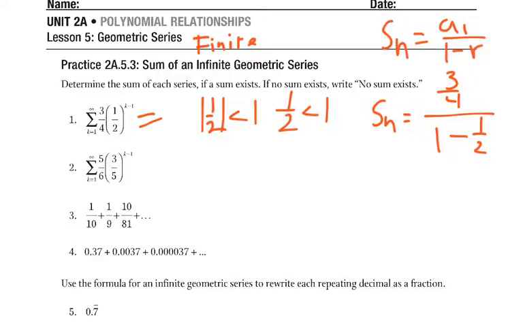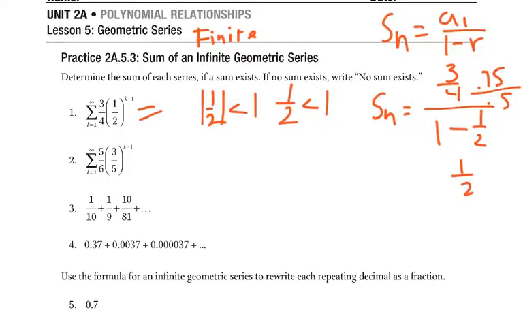So we take a look at our calculator, and 3/4 is like 0.75. It's easier to write. 1 minus 1/2, well, that would be a half, or 0.5. So we have 0.75 divided by 0.5. And when we type that into a calculator, we get 1.5 for answer 1. So this infinite series has a sum. When we add it all together, eventually it gets to 1.5, or really, really close.